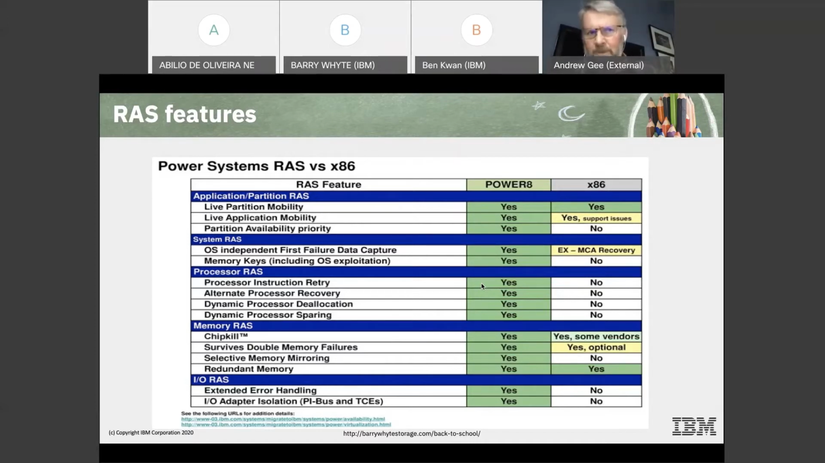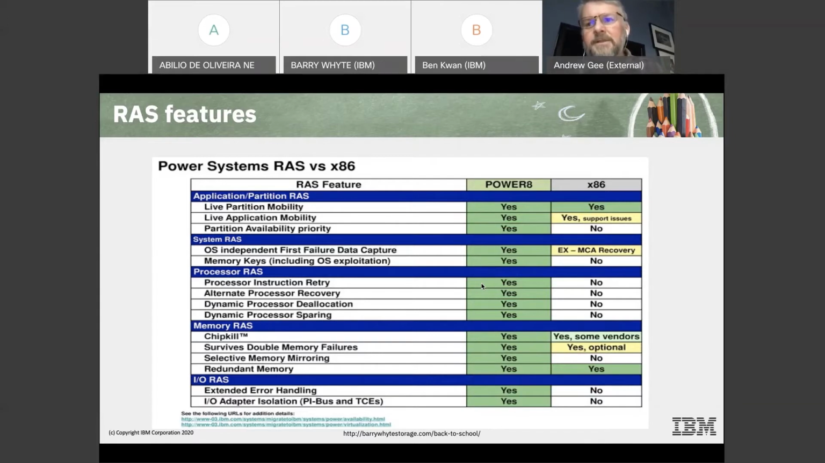We have first failure data capture. So if there is a problem, we capture information about it the first time and put that into the error log so we can analyze it, etc. Processors in our enterprise systems have processor instruction retries, alternate processor recovery, and dynamic processor deallocation. We can turn a processor off. If it starts to hit a threshold on too many errors, we can pause all work to that one, slowly vacate it, and then turn that processor off. And if we have a spare processor, we can bring it back in. You can't do that in the Intel environment.